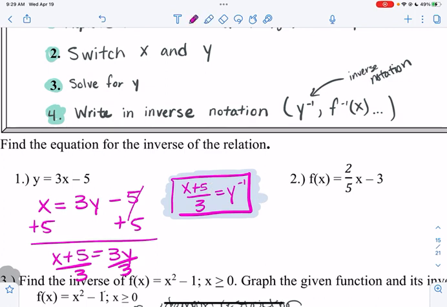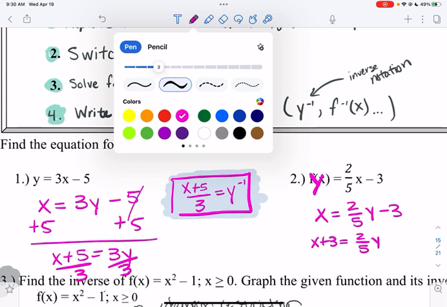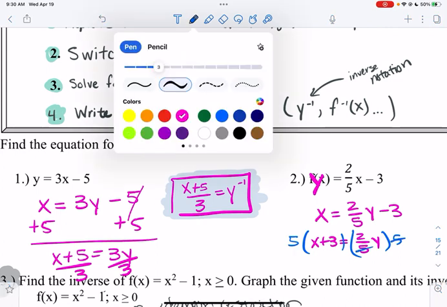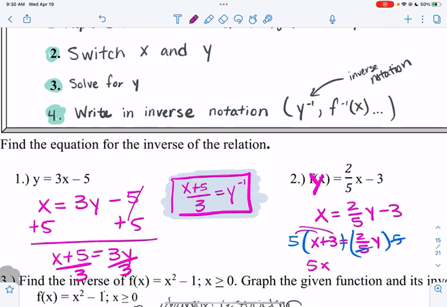So for number 2, same thing. f of x, just function notation, really just means y. We will start by making it x equals 2/5 y minus 3. And then just attempt to get the y by itself. Now we've got a fraction, but still that first step will be adding the 3. So x plus 3 equals 2/5 y. And then because of our fraction, I'm just going to multiply both sides by 5. So that will give us 5x plus 15 equals 2y now.